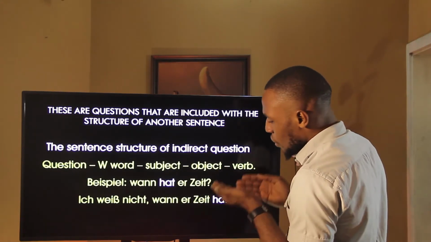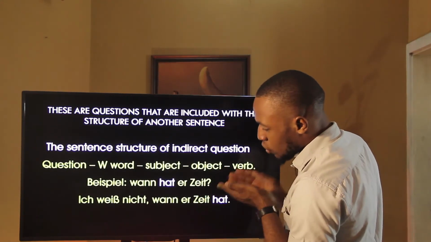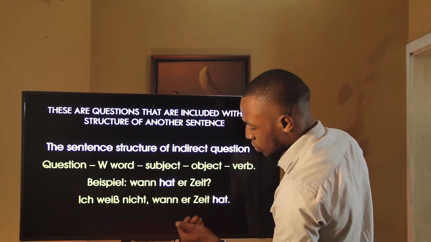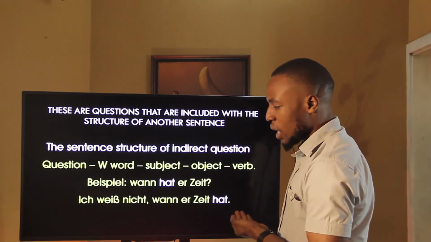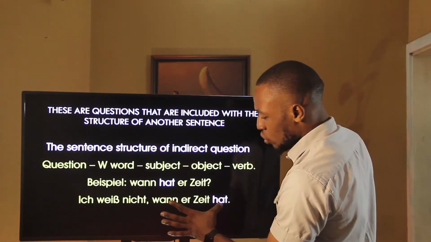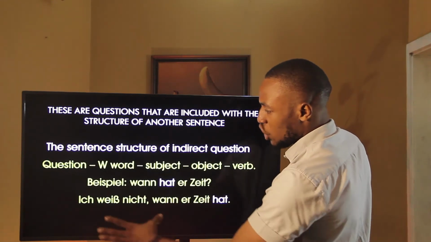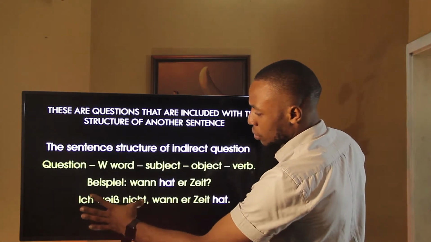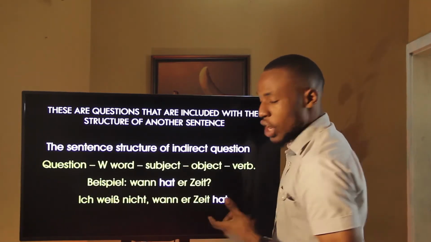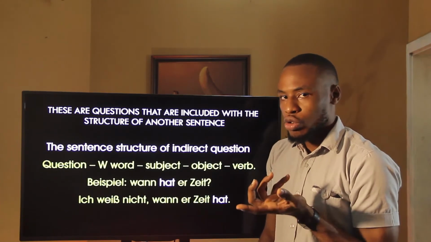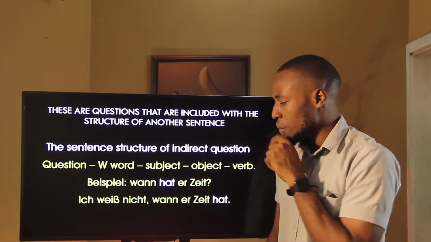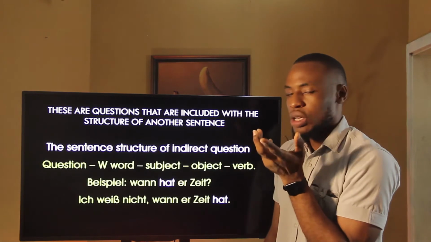Now, we have an indirect question here below. It says, ich weiß nicht, wann er Zeit hat. Here I have a W question, and here I have a clause, kind of. Ich weiß nicht, I don't know. And the question is, you don't know what? And I'm trying to reply to that question that says, when is he free? And I'm saying, I don't know when he is free.